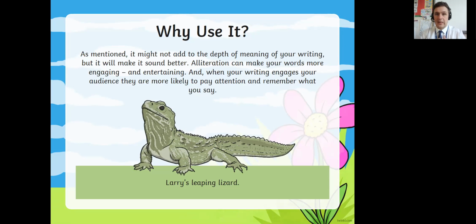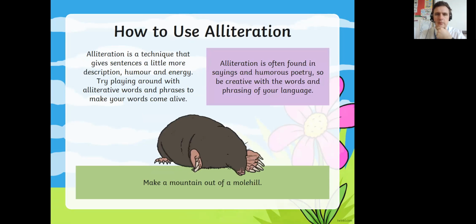And that's what we want to have with this persuasive writing that we're doing about looking after the environment and cutting down on plastic pollution. Like I said, Larry's leaping lizard. It just makes that sentence a little bit more expressive. Sometimes it can give more description, but a lot of the time it's used for humor and energy. So we're going to have a go today using some different strategies for alliteration to make our sentences come alive.